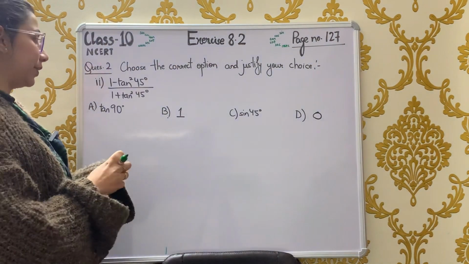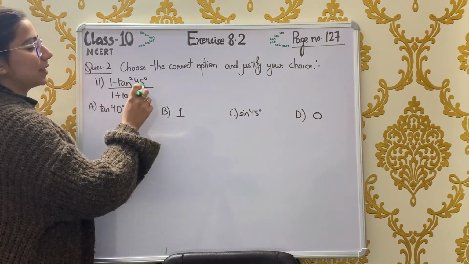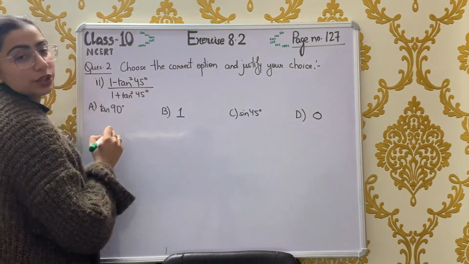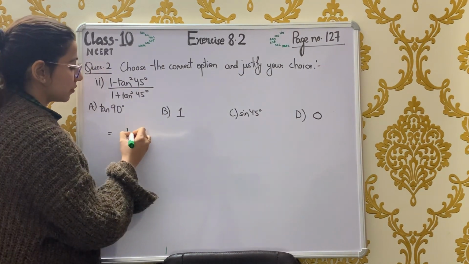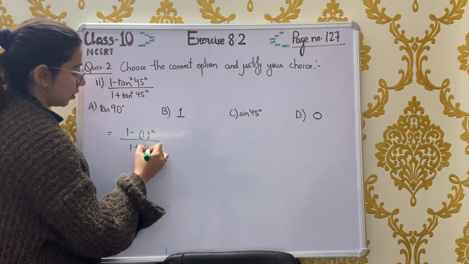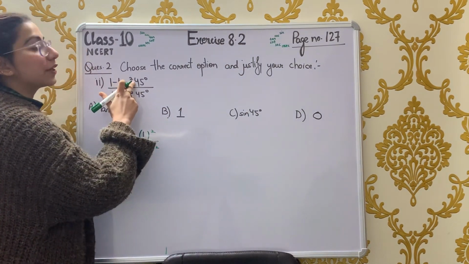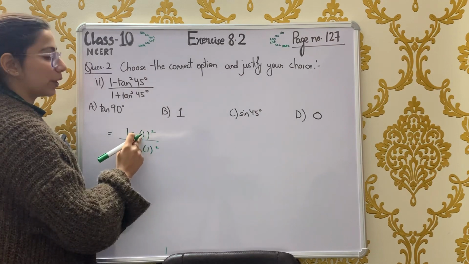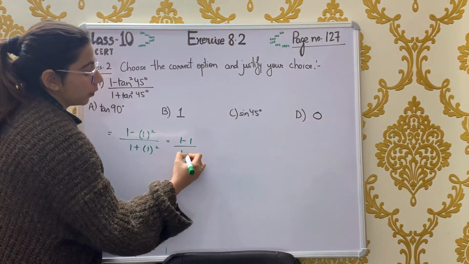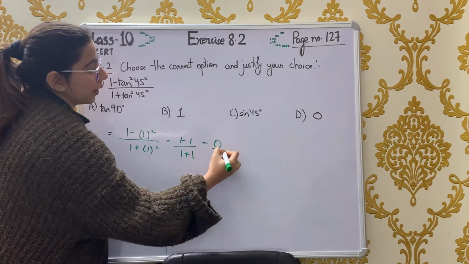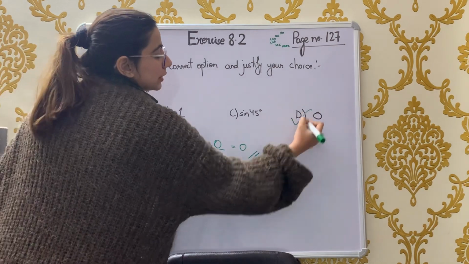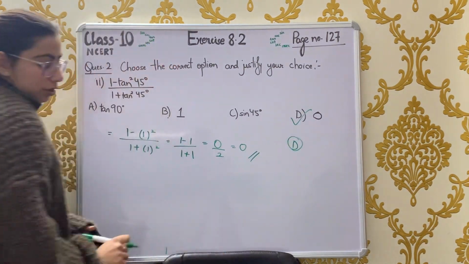Coming to option B, we are given 1 minus tan square 45 upon 1 plus tan square 45. We know tan 45 is 1. So putting its value, 1 minus 1 whole square upon 1 plus 1 whole square. Why? Because we are given tan square 45, so we will square the value of tan 45. This becomes 1 minus 1 upon 1 plus 1, which is equal to 0 by 2, which gives us 0, and that is our answer. So hence D part is correct.